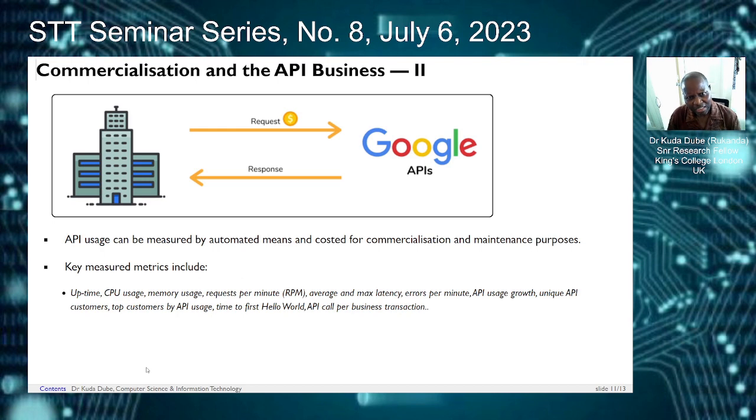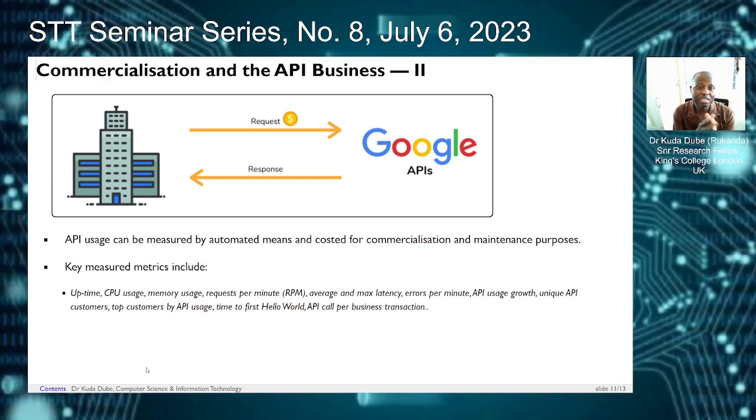Now, some of the things that can be measured, especially for each request, are things like CPU time, memory usage, also requests per minute. You can measure them, average or maximum latency, errors per minute, things like usage growth. Some of the metrics can be used for maintenance, but others can be used for costing a particular request.